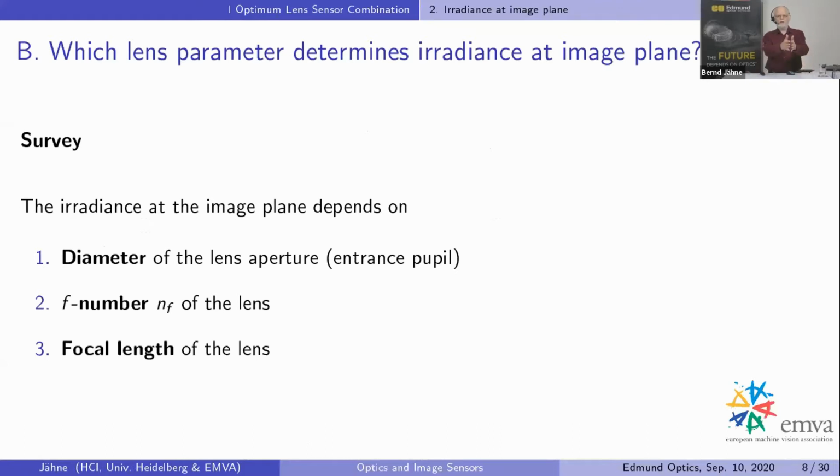Well, you might think if I have a lens with a big entrance pupil, the diameter of the aperture, then I get a lot of light. And so the diameter of the lens aperture is what really decides how bright an image gets at the image plane. Then you might think, oh, it might also depend on the f number of the lens. Or you might think, well, it could also be the focal length of the lens. So 3 options you have here to decide about. And I'm now really curious to learn about the distribution of the answers, and then I'm going to explain what is correct.